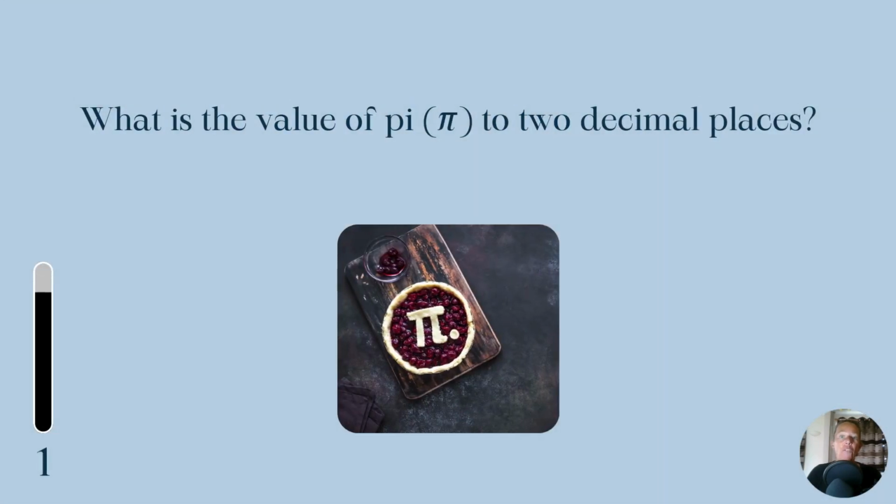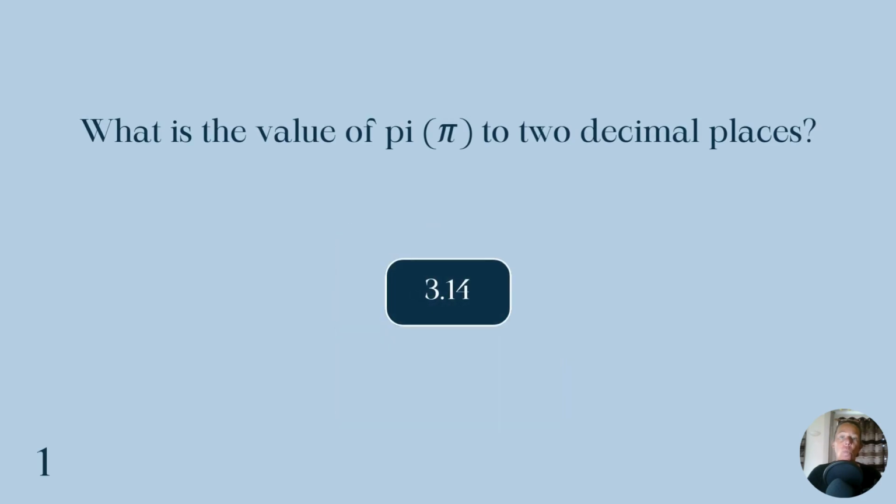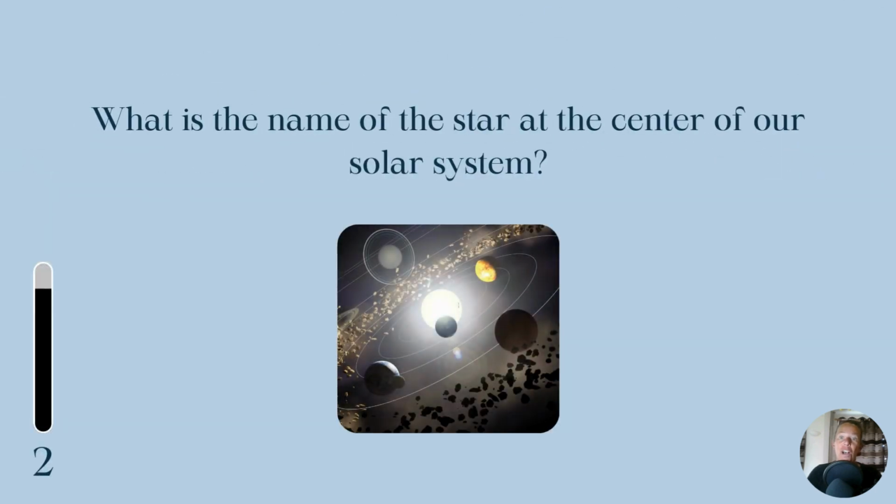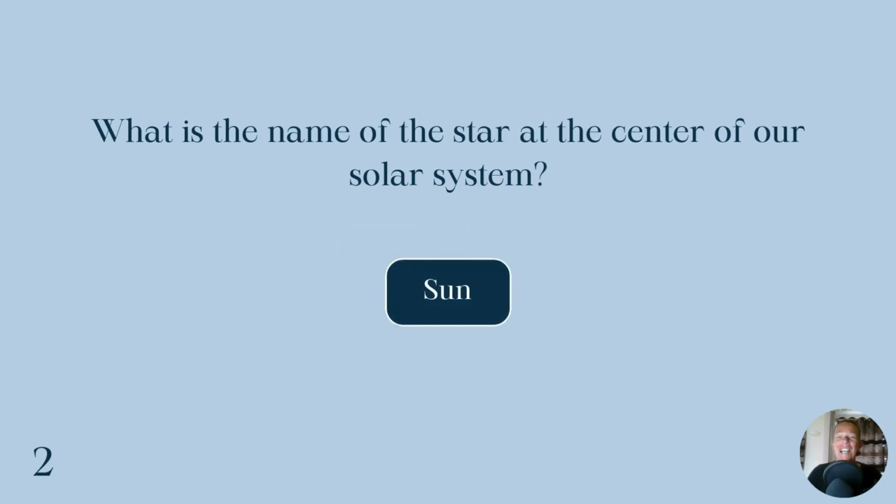What is the value of pi to two decimal places? It's 3.14. What is the name of the star at the centre of our solar system? It is, of course, the Sun.